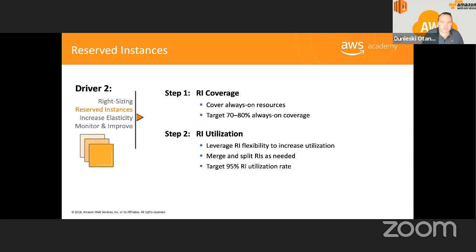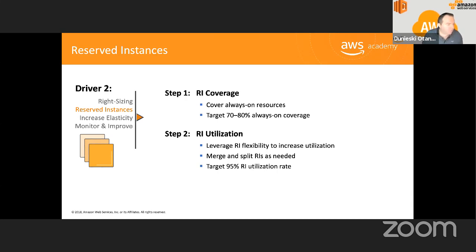Reserved instance coverage is for always-on resources. The target is 70-80% coverage. That's the target that you should be on.